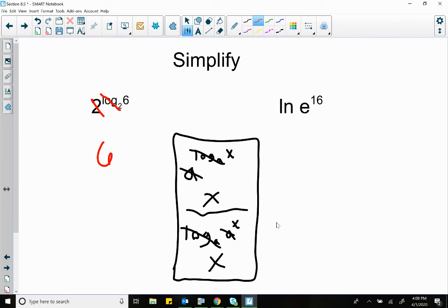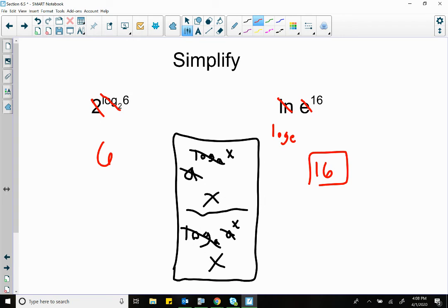All right. And then over here, remember that ln is log base e. So I've got a log base e with an exponent that has the same base e. What's going to happen? The ln and the e cancel out. And what are we left with?